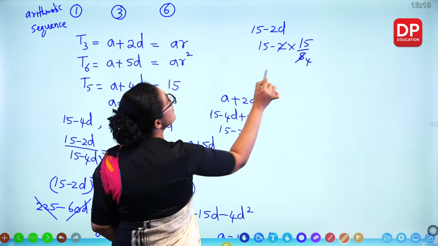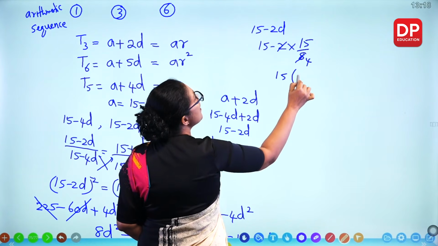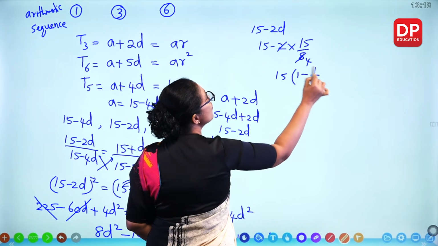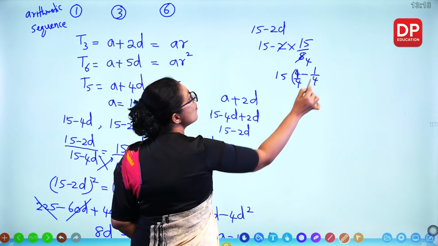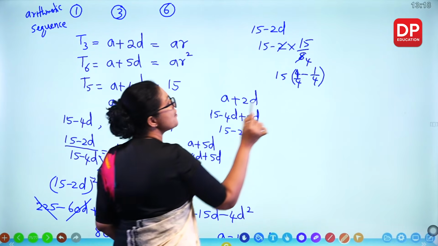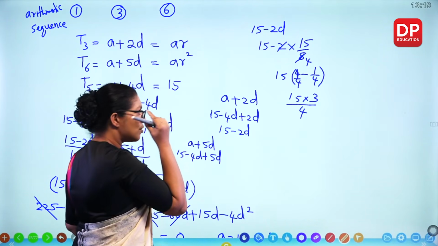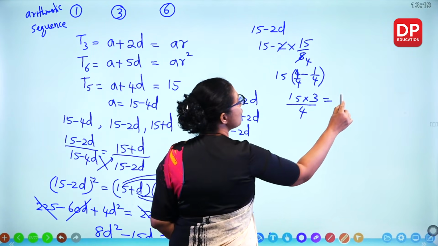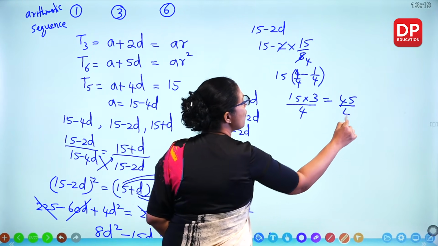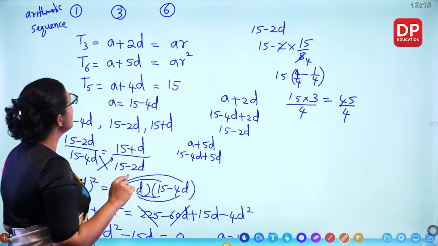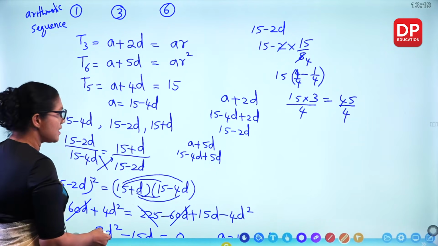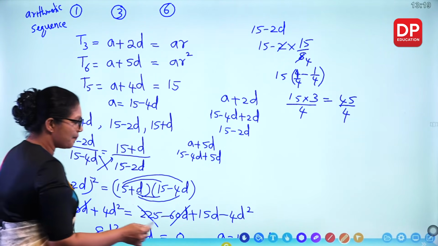What's the answer? 15 times (1 minus 1 over 4). I can write 1 as 4 over 4. 4 minus 1 is 3, so 15 times 3 over 4. What's the value? 45 over 4. That's equal to the second term. So what is the second term?